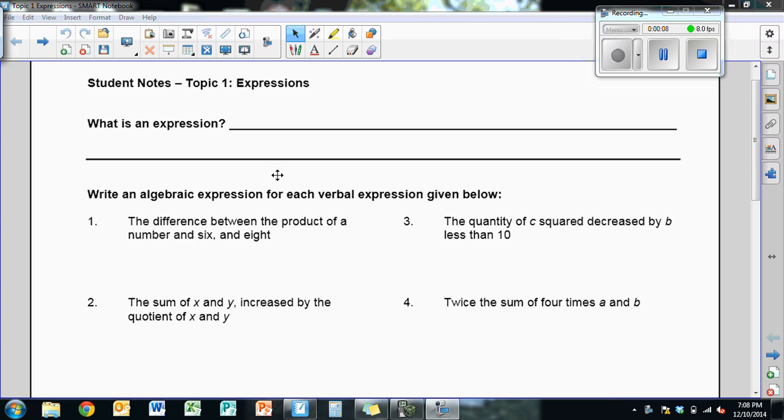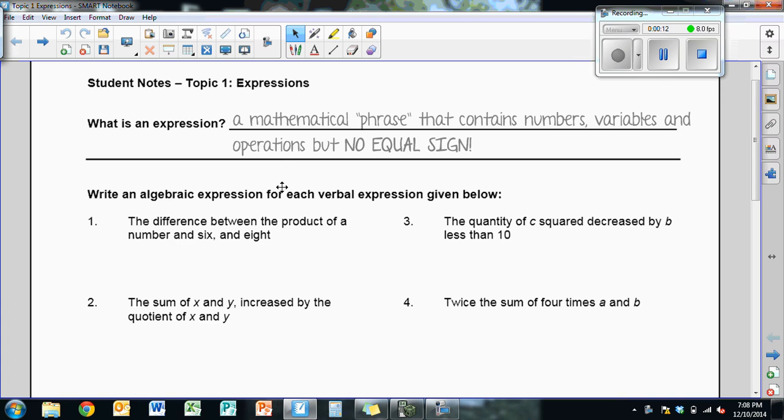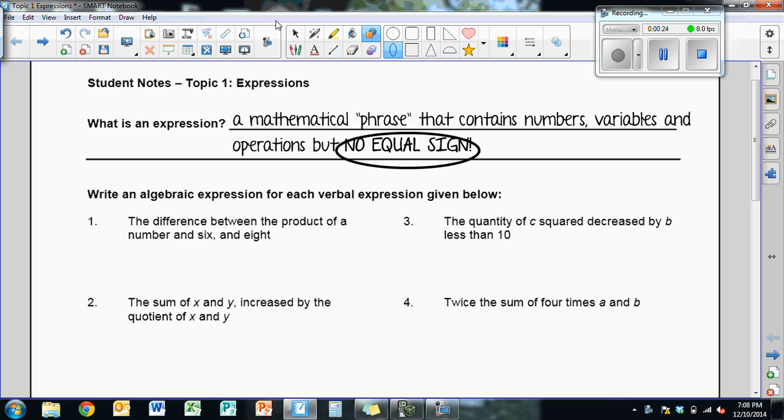So let's start by defining what an expression is. An expression is simply a mathematical phrase that contains numbers, variables, and operations. The important part here, though, is that an expression has no equal sign. And that's the really important thing to note with an expression: it does not have an equal sign.